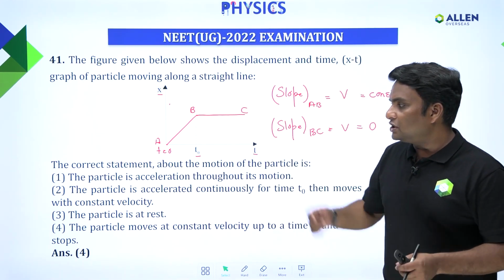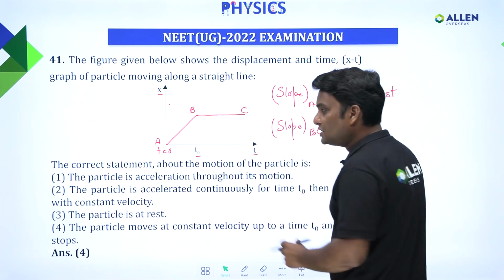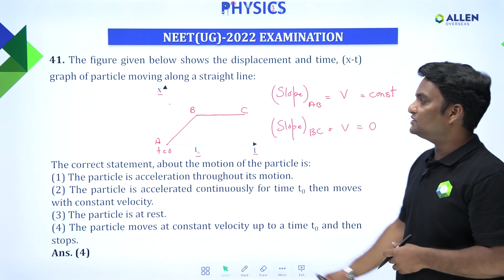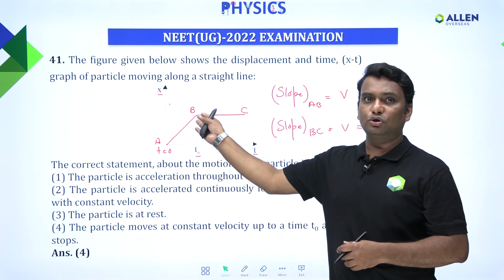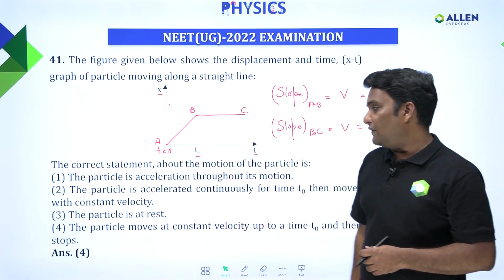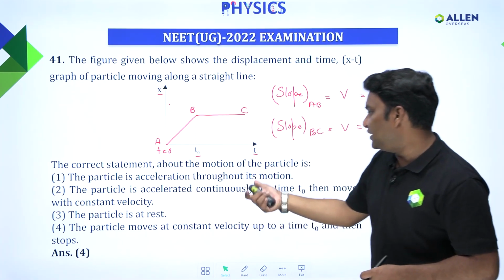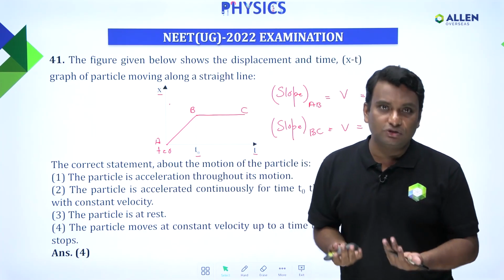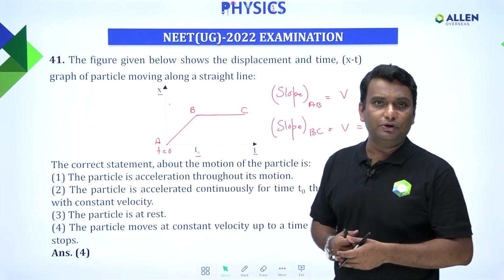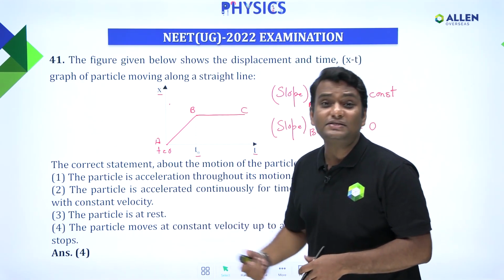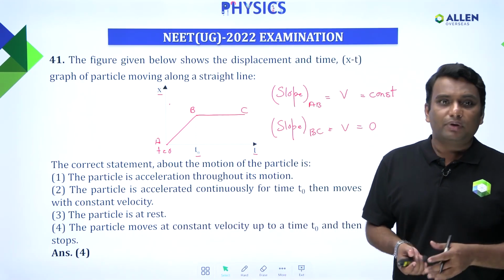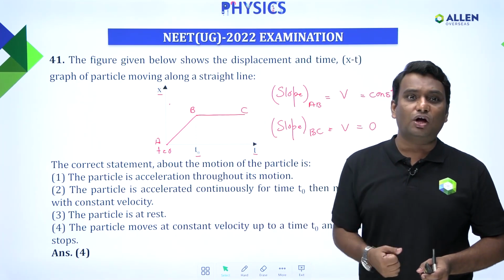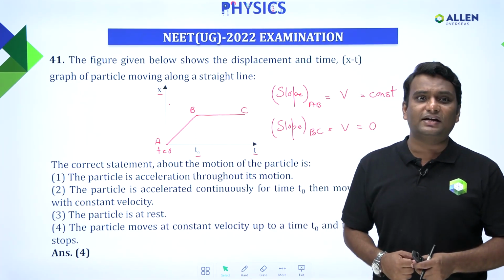If we go to the options, the first option says particle is in acceleration throughout its motion. No, because we can see velocity is constant here, it is not accelerating. The second option says particle is accelerated continuously from time t0. Again, velocity is constant, so acceleration is not possible, so we can rule out option number 2 also. Third option says particle is at rest. Absolutely this is not possible, because from A to B our particle has velocity, constant, but still it is not at rest.